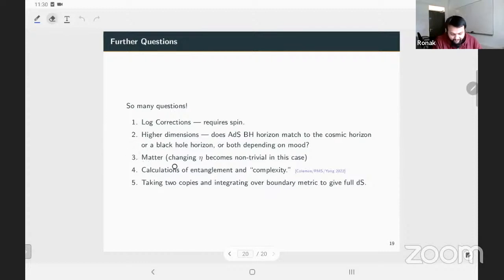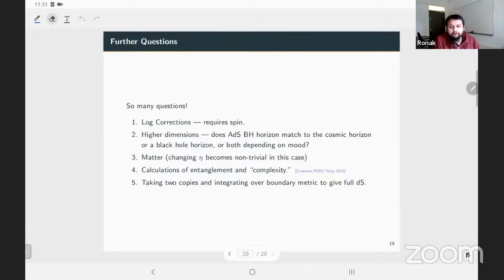Third one is adding matter, which is going beyond the dual to pure gravity assumption I mentioned earlier. And the reason this is hard is because earlier I just very cavalierly changed eta because it's just a classical solution. But in the case of matter, changing eta becomes a matter of changing the vacuum. And this is a kind of non-trivial step. So we don't know everything about what is required for this.